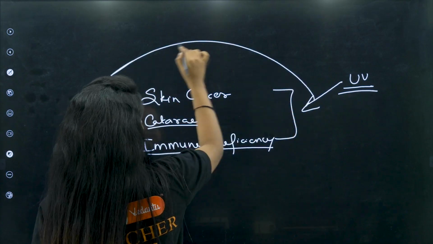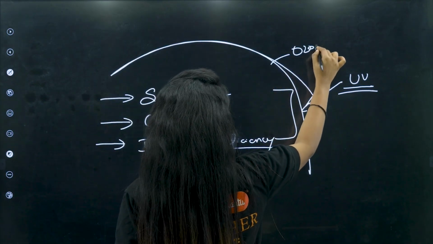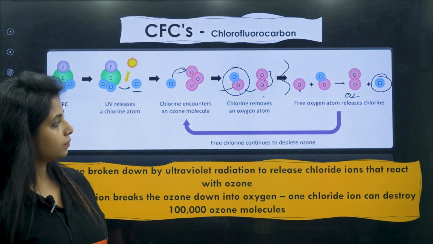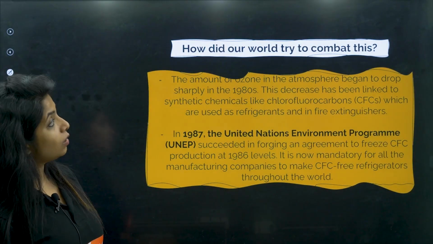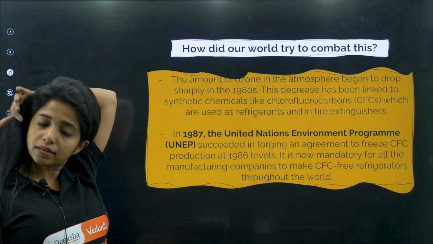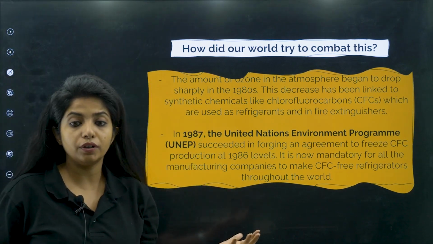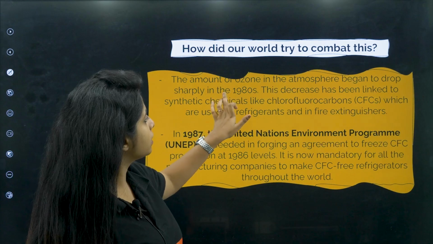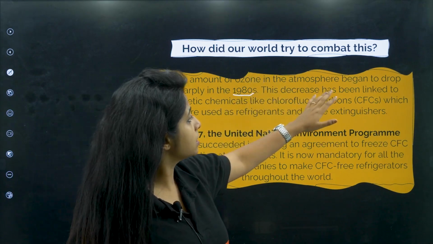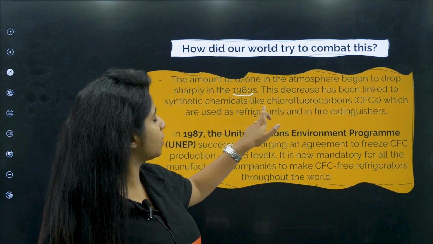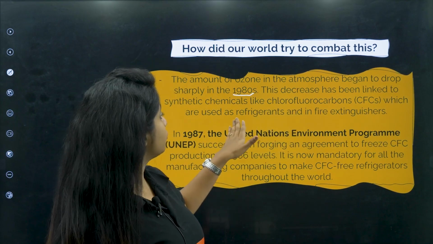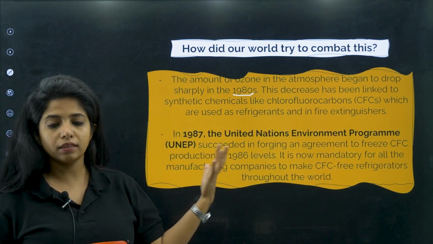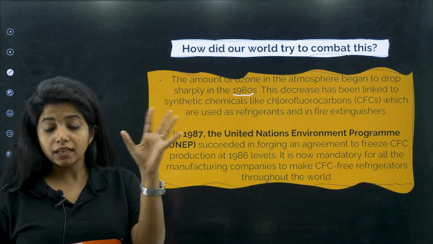So, to protect from UV radiation, what do we have, children? We have the ozone layer being formed. Now, how did our world try to combat this? How did our world do anything about it? The amount of ozone in the atmosphere began to drop sharply in the 1980s. This decrease has been linked to synthetic chemicals like chlorofluorocarbons, which were used as refrigerants and fire extinguishers. Now, in the 1980s this happened.